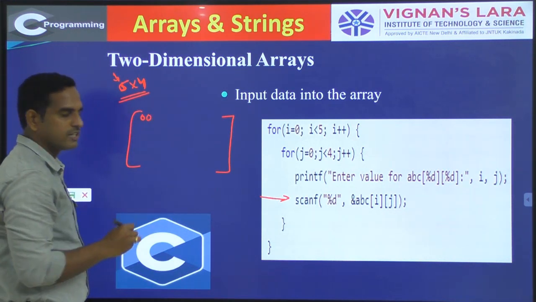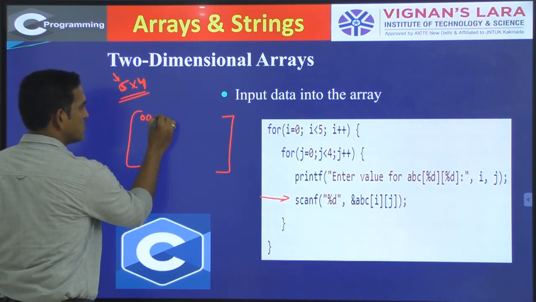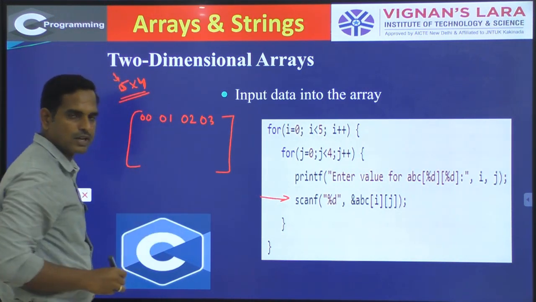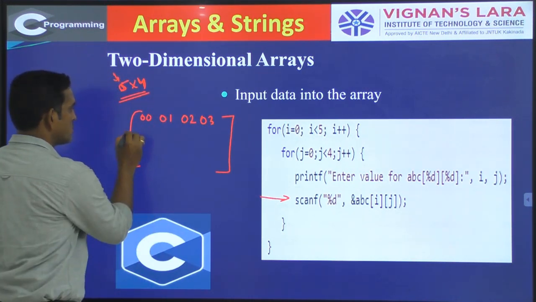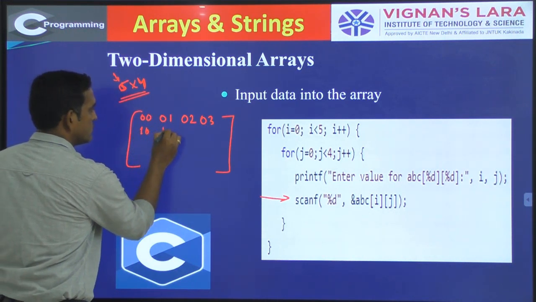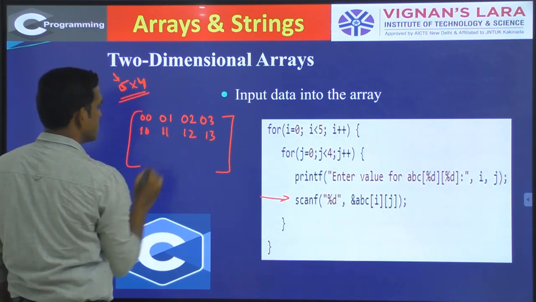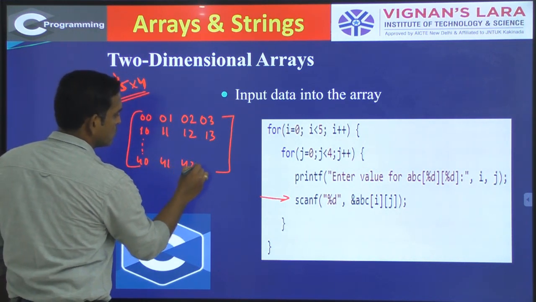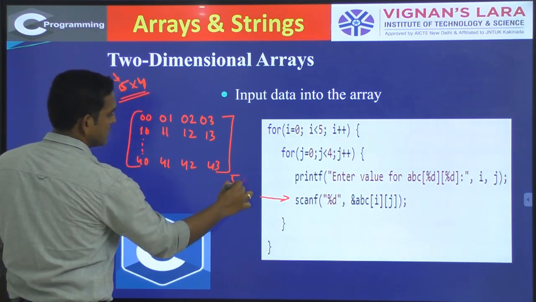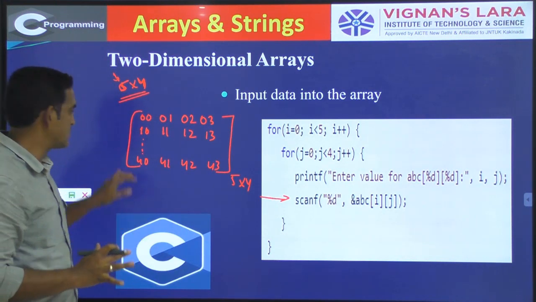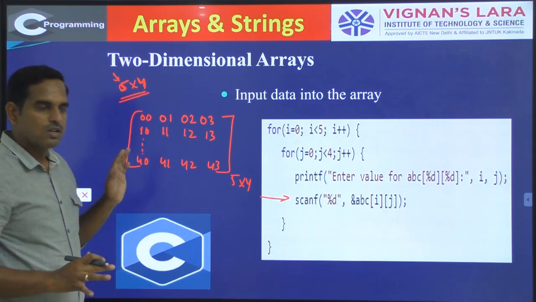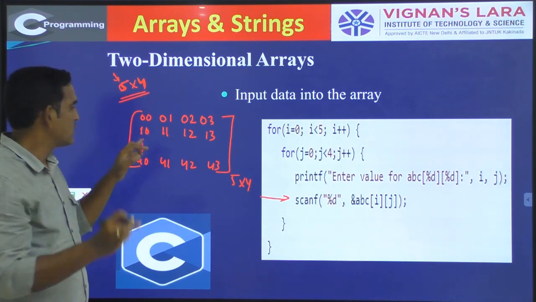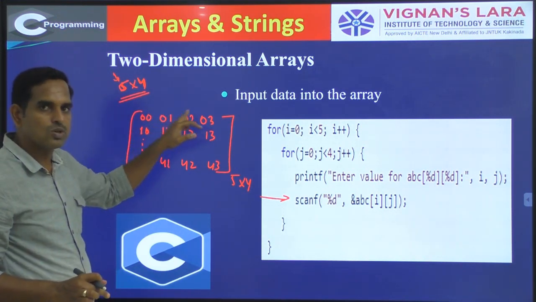indices. That is, it should start from 0,0; 0,1; 0,2; 0,3. Okay, this will be the first row. Then 1,0; 1,1; 1,2; 1,3. In a similar manner, 4,0; 4,1; 4,2; 4,3. This will be our 5 by 4 matrix with the set of indices. So in order to access the first element, I need to have 0,0. Next, the second element 0,1.